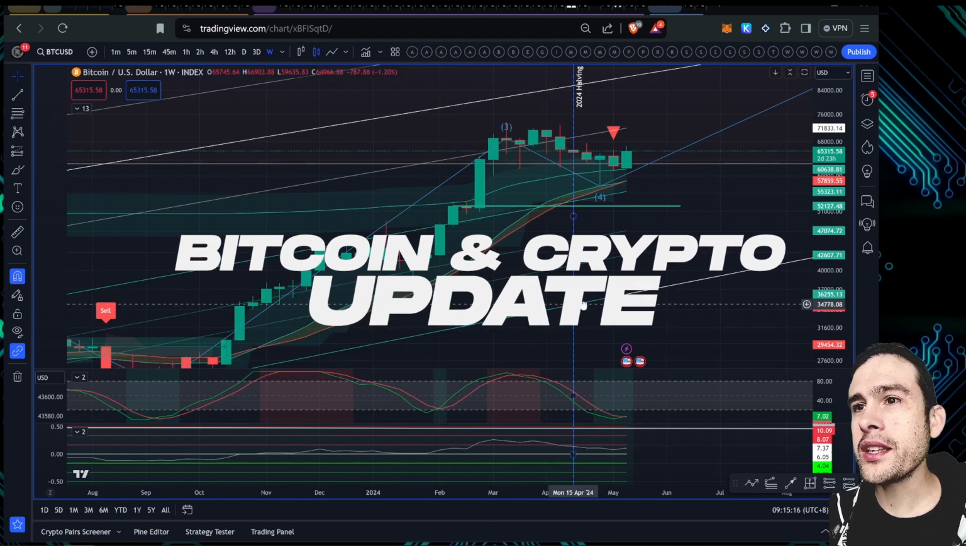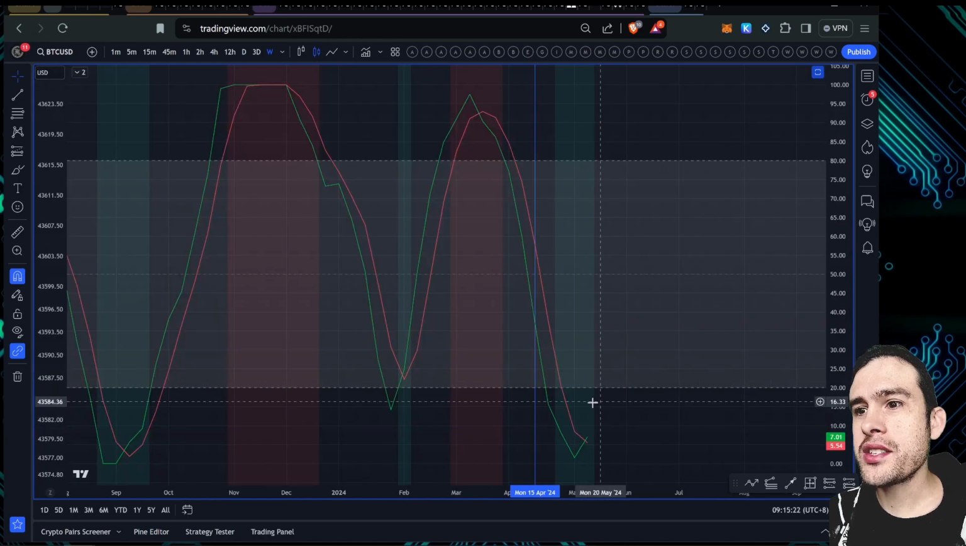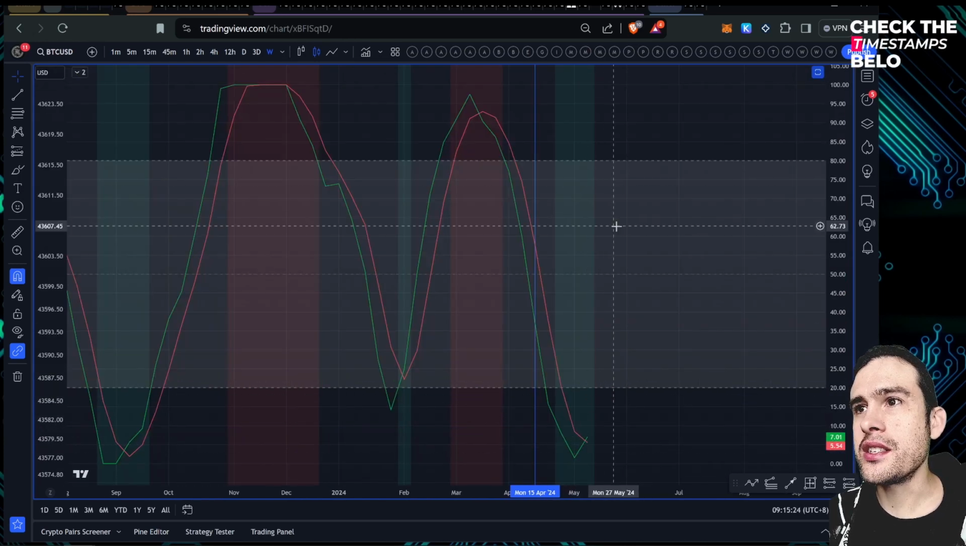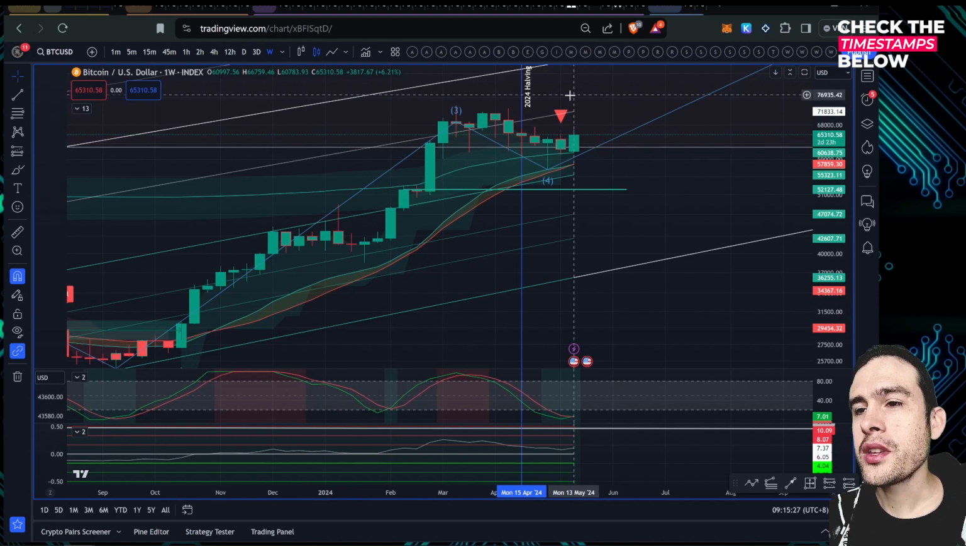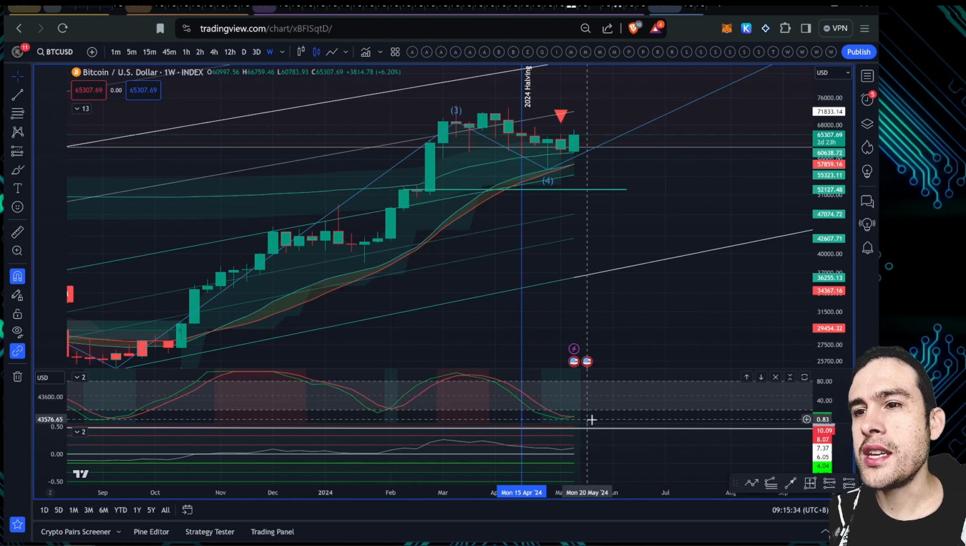So here we are on the weekly chart. This is my long-term cycle chart. We can see that we're slowly getting a cross here on the stochastic RSI on the weekly, which is definitely a very good sign. So we're in the green zone, which is kind of your buy zone, if you will, where you want to look out, especially in a bull market, when we're in really oversold territory.